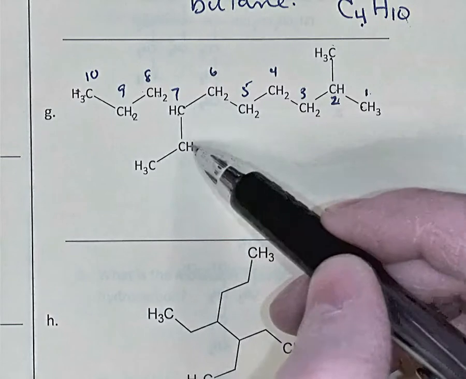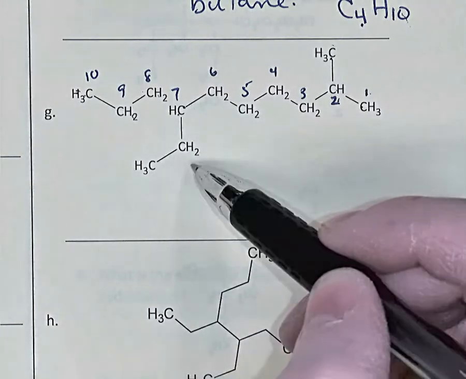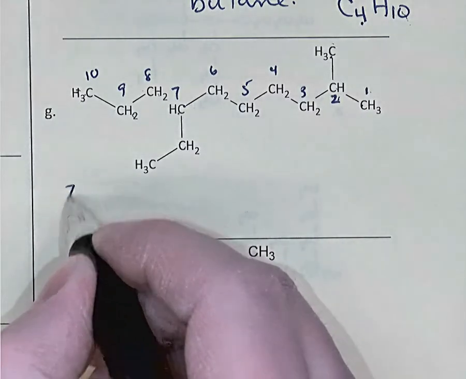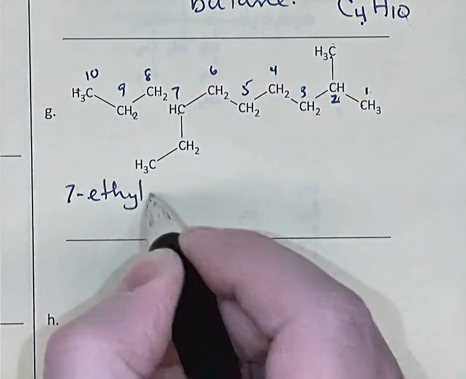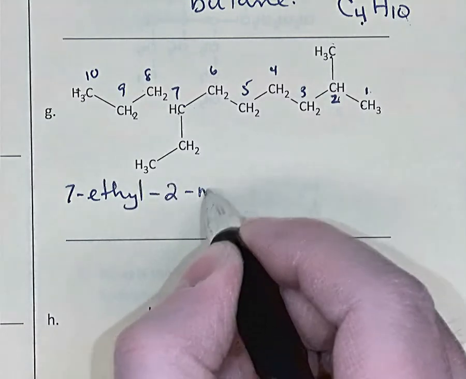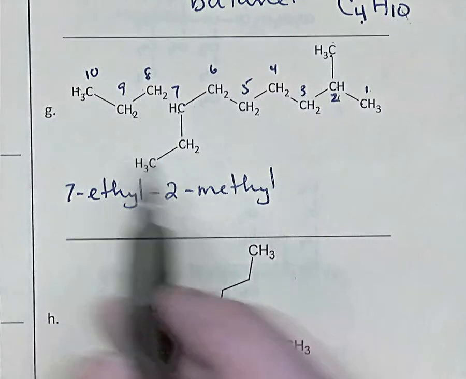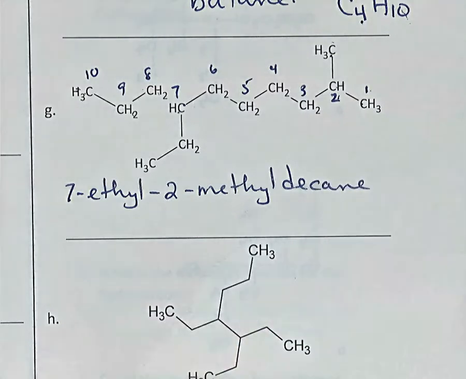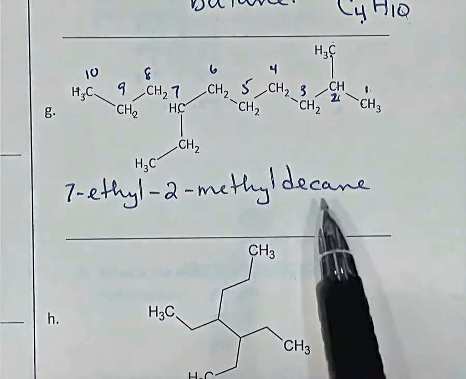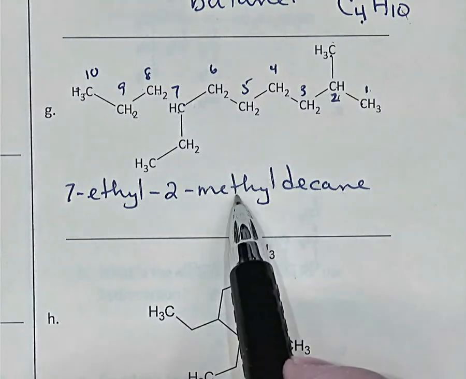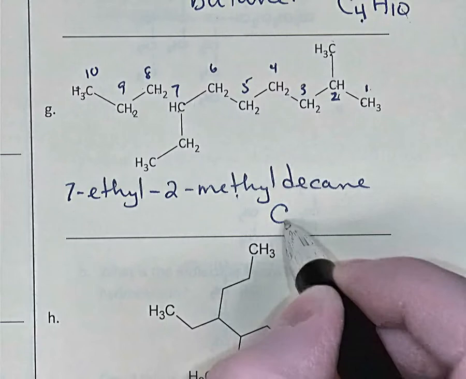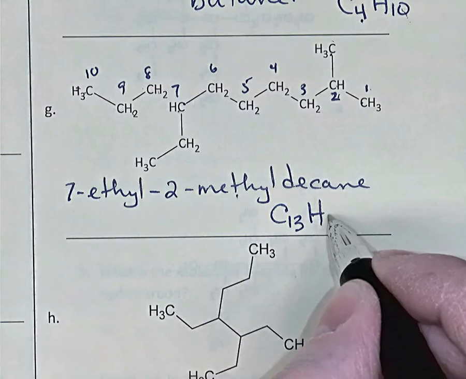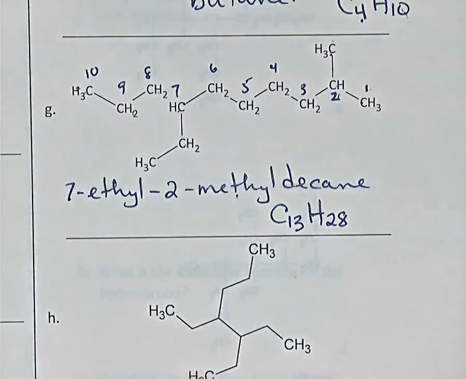On carbon 7, there's a 2-carbon branch, an ethyl branch. So we name the ethyl branch before the methyl branch. This is going to be called 7-ethyl-2-methyl. And then the parent chain was 10 carbons. So decane is a 10-carbon alkane. 10 carbons plus 1 is 11, plus 2 more, this is C13, and H, double this is 26, and add 2 is 28, C13, H28.